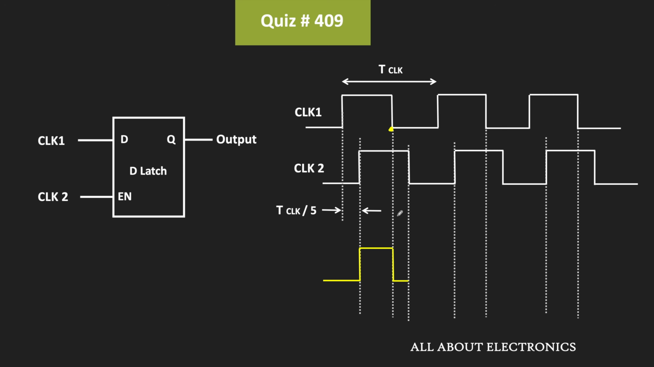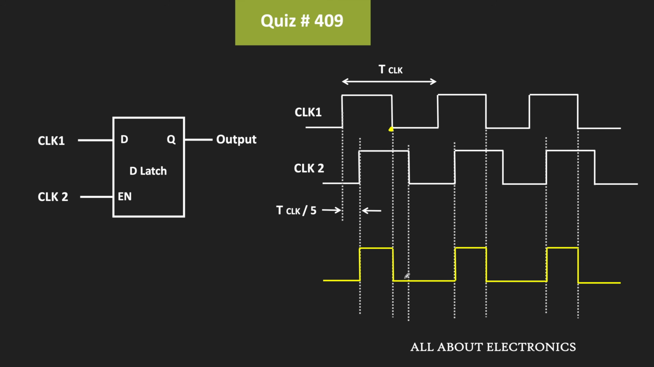Now after that, since the enable signal becomes low, the latch will maintain its current state. That means up to this point, the latch will remain in the current state, and in this case, it will remain in the low state. And once again, the same signal repeats. As you can see, the starting point of this output waveform is same as the CLK2 signal, because here we have been given that the propagation delay of the latch is equal to 0.